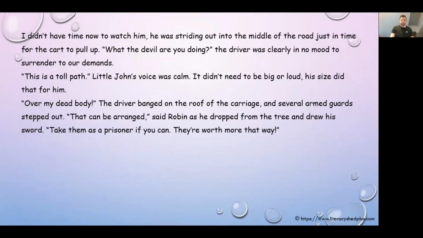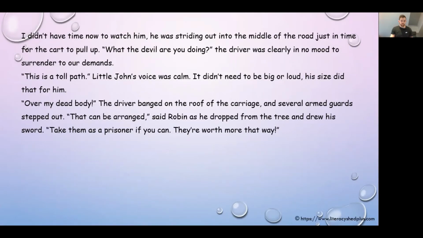I didn't have time to watch him. He was striding out into the middle of the road just in time for the cart to pull up. "What the devil are you doing?" The driver was clearly in no mood to surrender to our demands. "This is a toll path." Little John's voice was calm. He didn't need to be big or loud. His size did that for him.